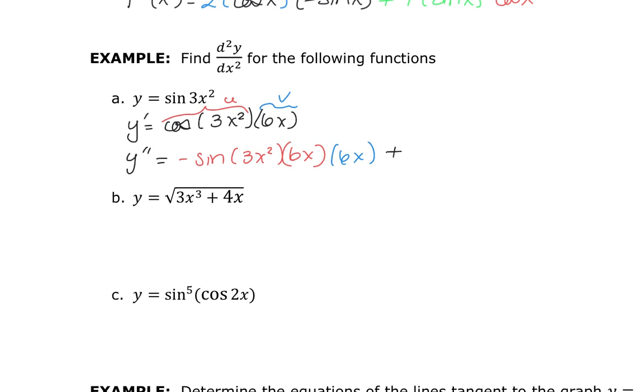And then plus, now I'm going to have the derivative of v, which is just 6, multiplied by u, which is the cosine of 3x squared. So there is my second derivative.